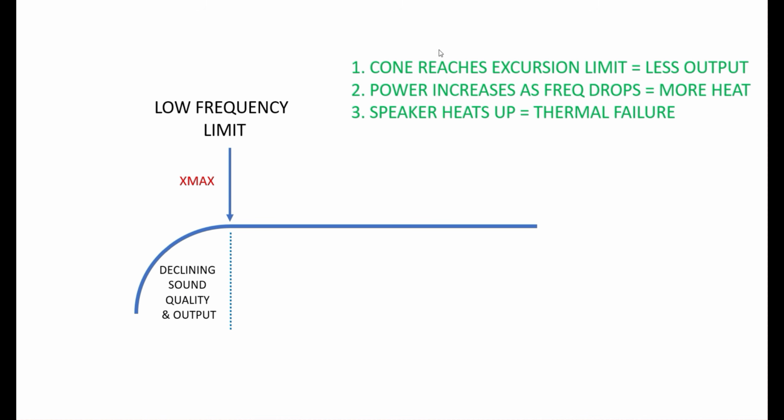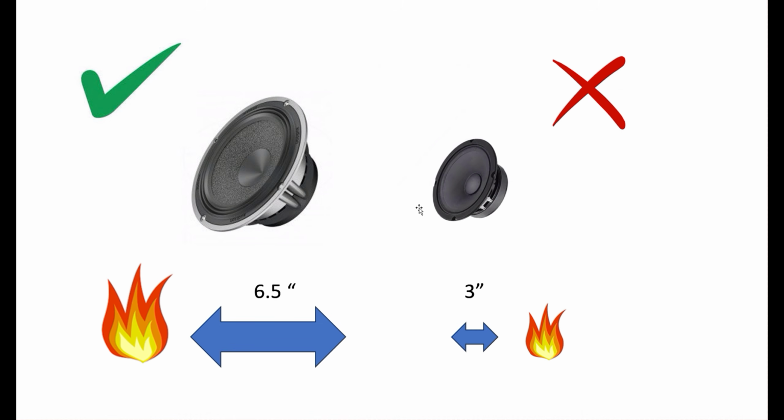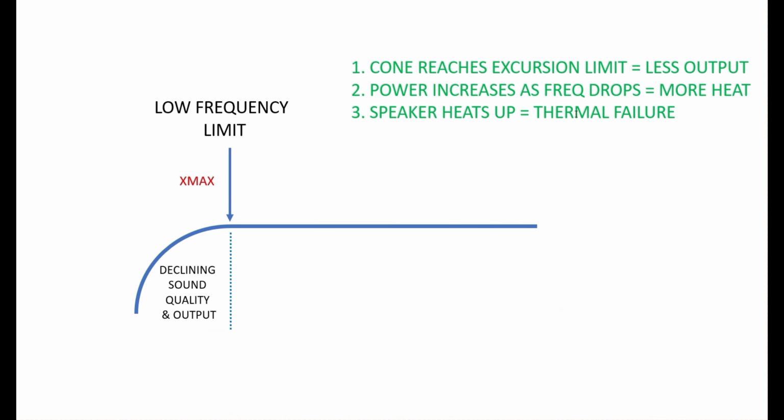Well, first of all, the cone is reaching its excursion limit, right? So the ability of the cone to move the air needed to play a low note, there's a physical limit of that, right? The little 3-inch can only move so far, and push so much air per stroke. And so you hit that limit, and if you try to keep pushing, you just get less and less output, right?